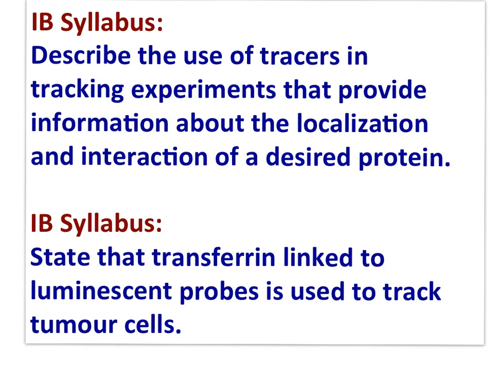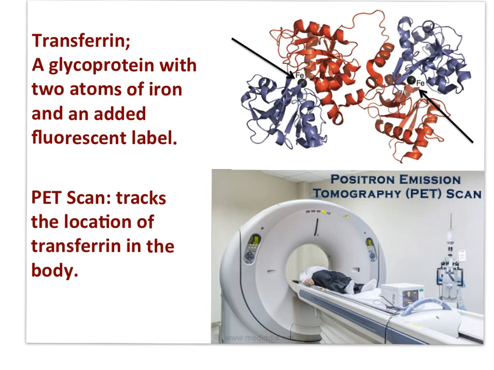And here are the relevant IB syllabus statements, our last of this movie. Describe the use of tracers in tracking experiments that provide information about the localization and interaction of a desired protein. State that transferrin linked to luminescent probes is used to track tumor cells. Transferrin is a glycoprotein with 2 atoms of iron and an added fluorescent or radioactive label. The PET scan, seen in the right image, tracks the location of transferrin in the body.